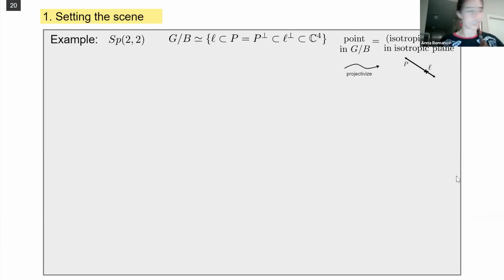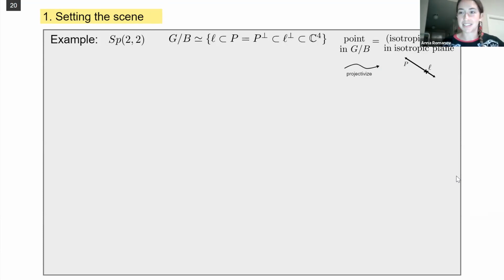symplectic flags. That's why I defined them. And again, this is true for the same reasons why it's true if you're used to thinking about type A, where there's a natural action of the symplectic group on the set of all symplectic flags. And then you can take the stabilizer of the standard flag and see that it is the Borel. So this gives you an isomorphism between G mod B and this set of symplectic flags.